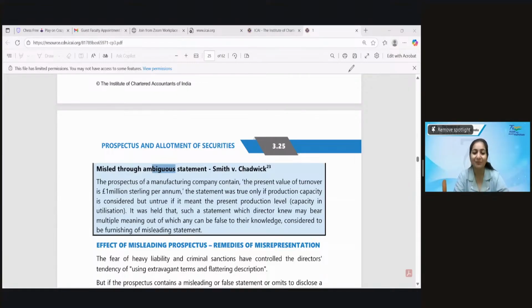Okay, ma'am. So, misleading through ambiguous statement. Ambiguous means there is not clarity. That means you're not clear about something. So a prospectus of a manufacturing company says that the present value of turnover is 1 million pounds. The statement was true only if the production capacity is considered, but untrue if the present production capacity and utilization. So it is a statement which the director knew bears multiple meanings.